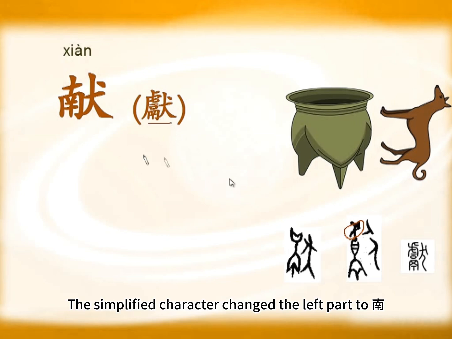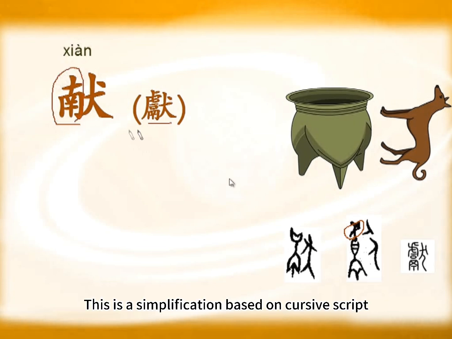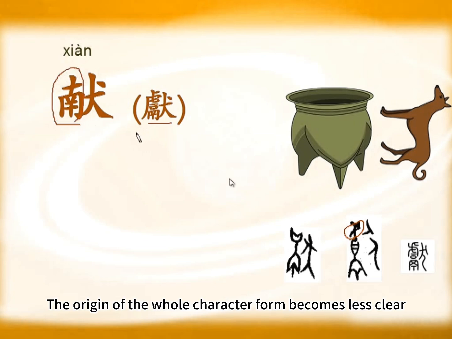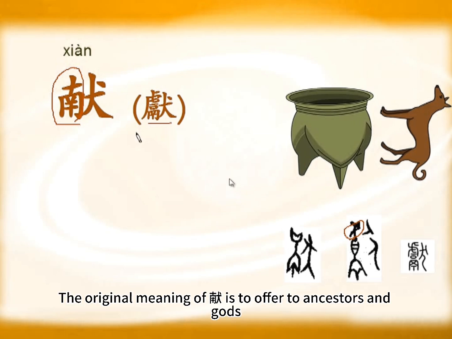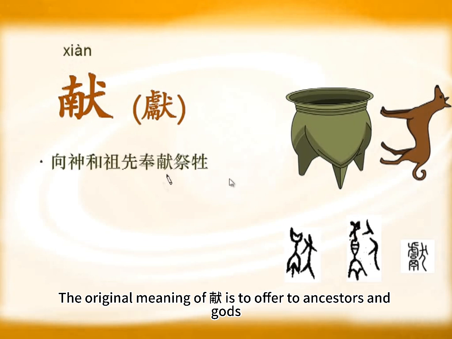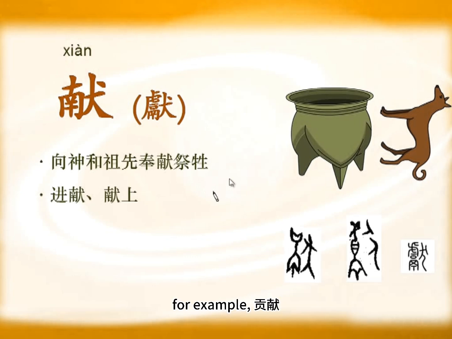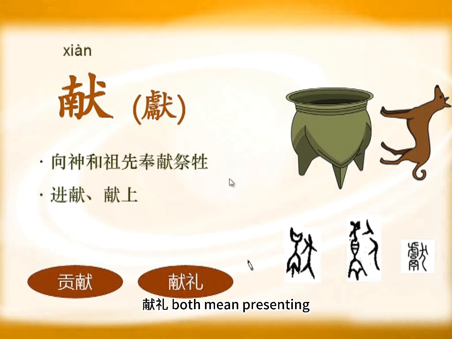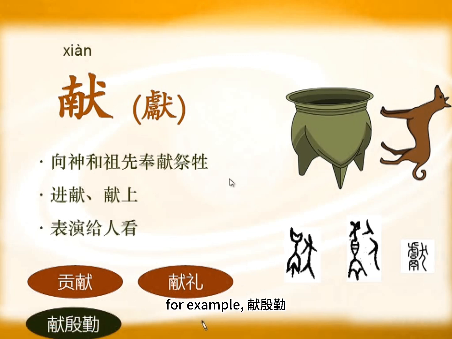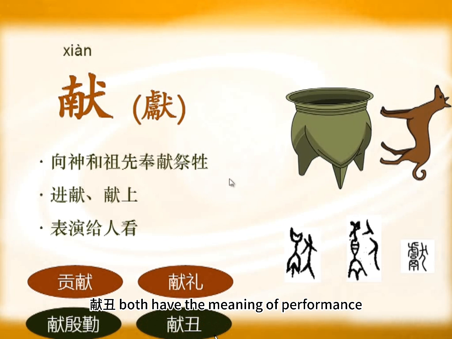The simplified character changed the left part to nan. This is a simplification based on cursive script. The origin of the whole character form becomes less clear. The original meaning of xiàn is to offer sacrificial animals to ancestors and gods. Then the extended meaning is to respectfully offer. For example, 贡献, 献礼 both mean presenting. It further extended to performing for others. For example, 献殷勤, 献丑 both have the meaning of performance.